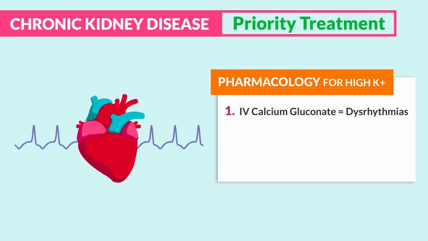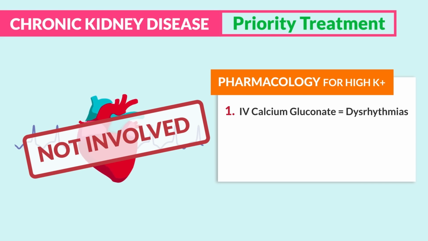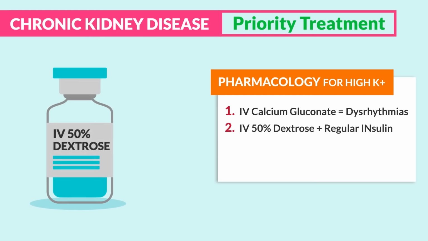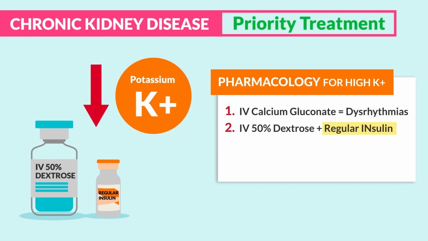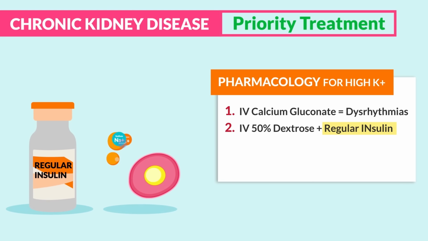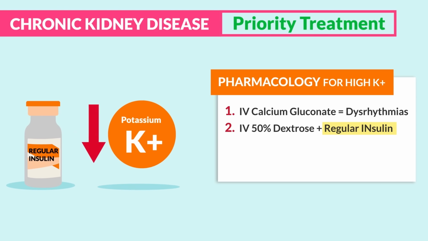Now, if the key term of dysrhythmias is not involved in the question, then we progress to number 2, which is IV 50% dextrose and regular insulin. This helps to lower the potassium. So just think, insulin puts sugar and potassium into the cell, out of the blood and into the cell, which lowers blood serum potassium. Most effective way to lower blood potassium very quickly.